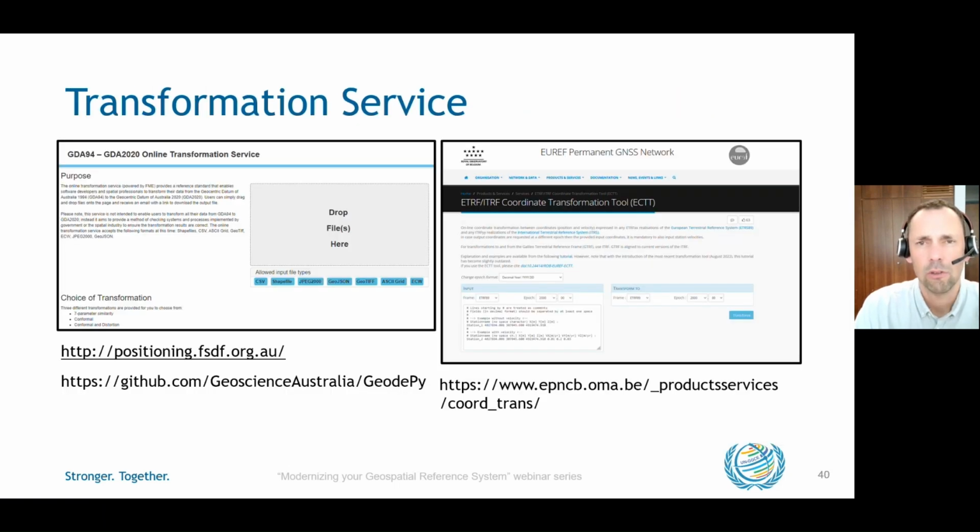For the described coordinate transformation, different online tools exist. These transformation services are free of charge to use. Usually, a file with a coordinates list can be uploaded and converted. On the left side, you see the Australian tool for the transformation from the Geocentric Datum of Australia 1994 into the Geocentric Datum of Australia 2020. On the right side, a European tool to transform between different epochs of the European Terrestrial Reference Frame is presented.